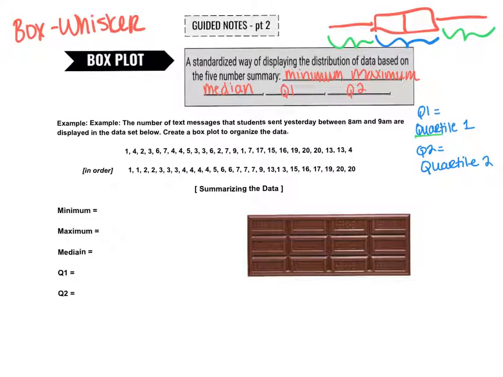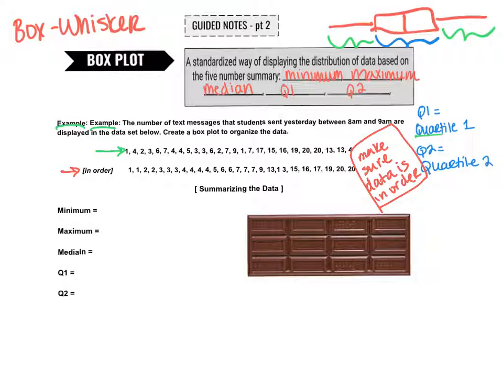Okay, so here's our example. As an example, the number of text messages that students sent yesterday between 8 a.m. and 9 a.m. are displayed in the data set below. Create a box plot to organize the data. Here is our original data, and just for time purposes, I went ahead and put our data in order, which is something you will want to do when you create a box plot. So it's super important: make sure you put your data in order.